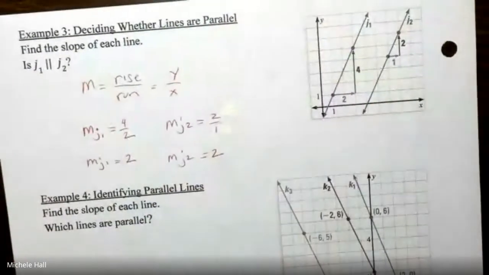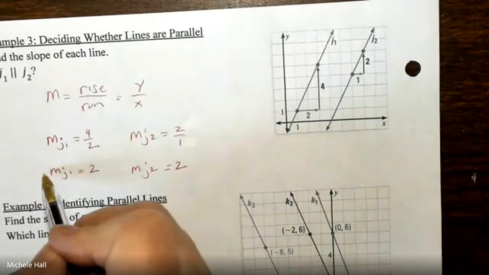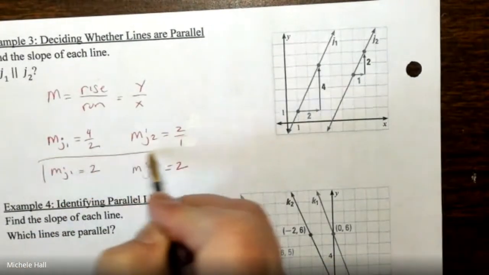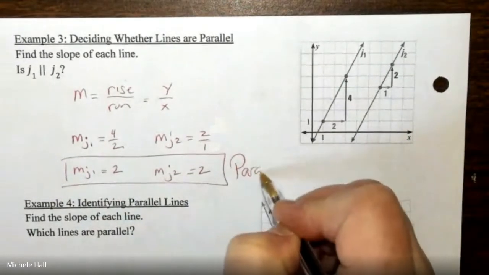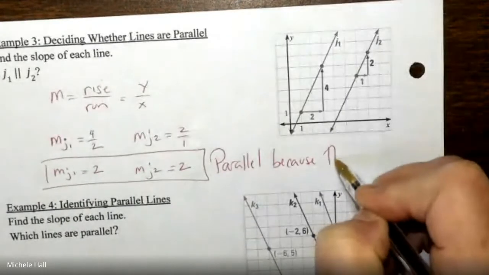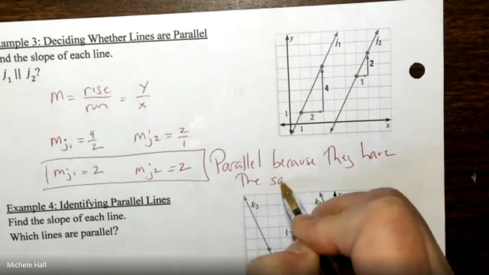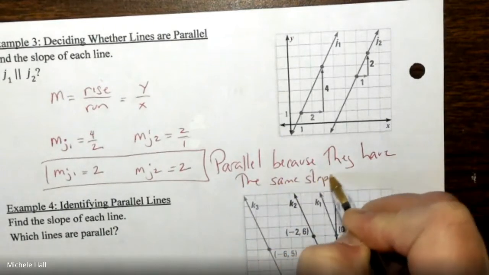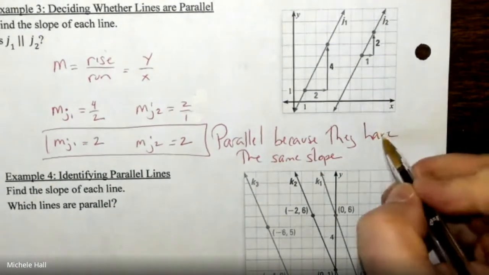All right, so we've just found that these lines are parallel. I proved that they're parallel because they got the same slope. If they get the same slope, we know that they are parallel. That's how you prove they're parallel. You find their slopes. They need to be the same. Parallel because they have the same slope.